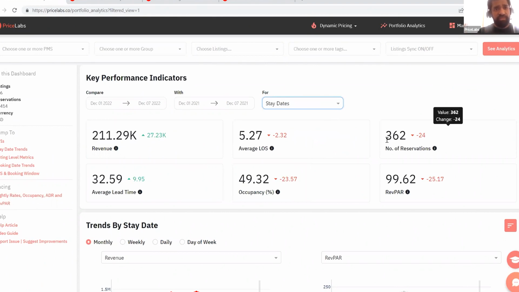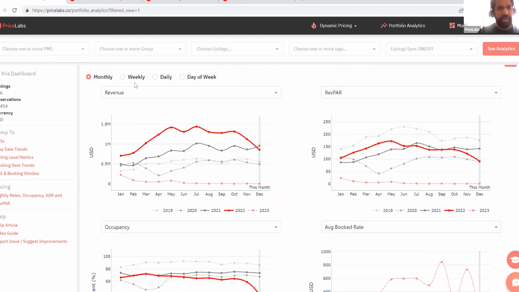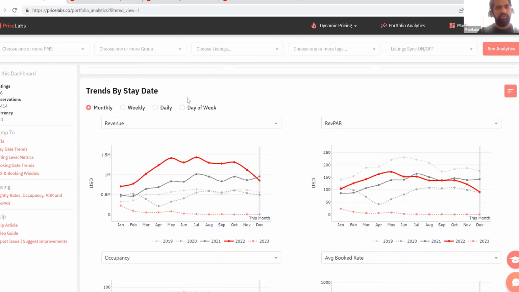Now, this is a snapshot of the month, but maybe you want to look at larger periods where we have trends by stay date. I'm going to get into trends by stay date, but let me quickly hop in and see if any questions. Again, if you guys have any questions, feel free to let us know in the Q&A, and we'll cover that.